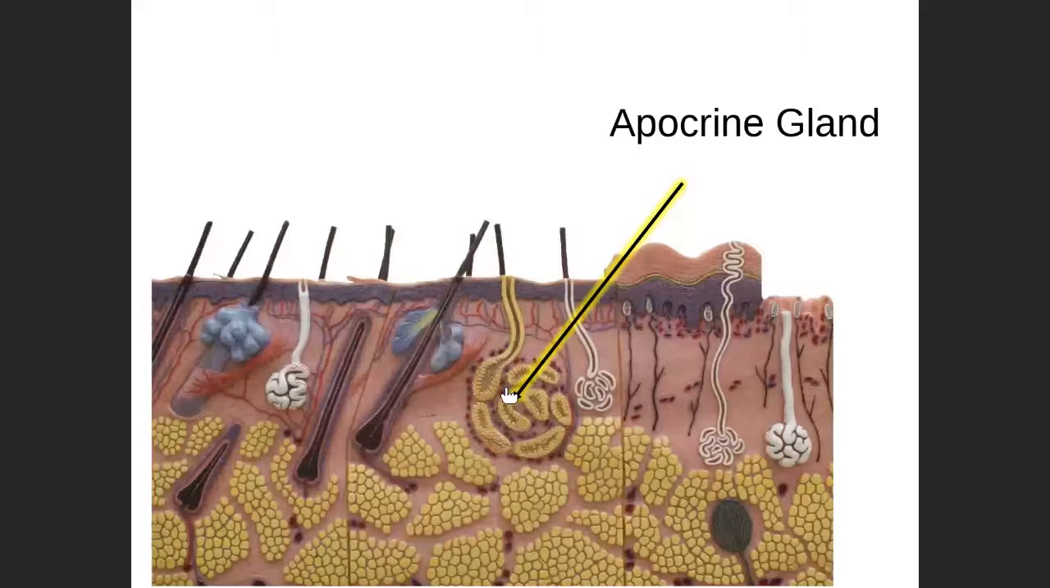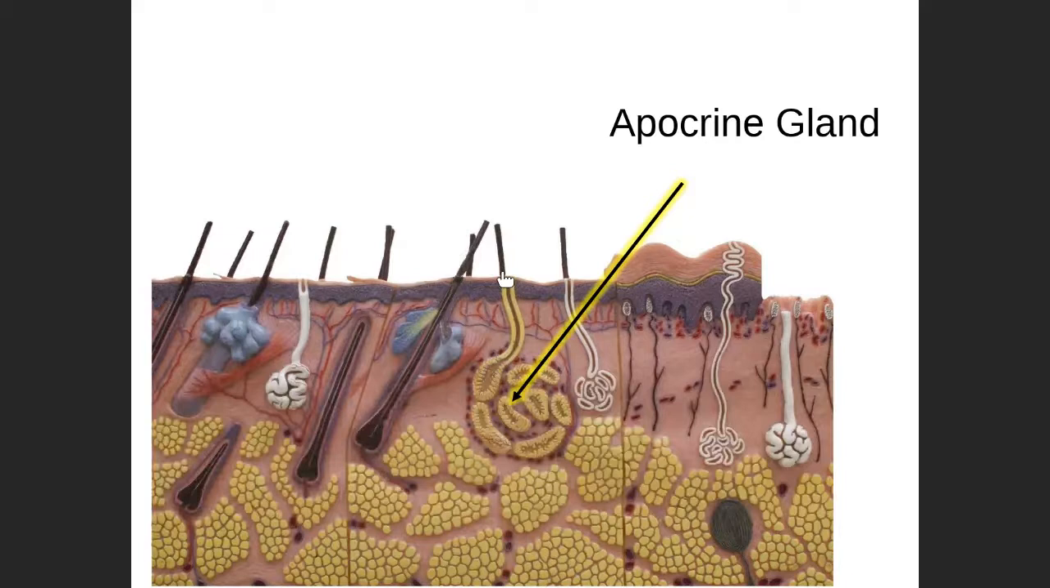These glands are predominantly present in areas like your armpit, the axillary region, and your pubic region. These glands really don't become active until puberty, and they're affiliated with hair. If you follow the gland here, and this is the duct, you can see that right by the duct here is a little hair.